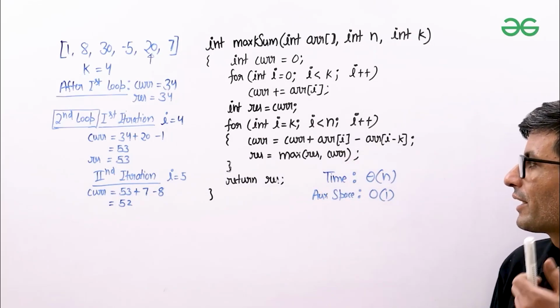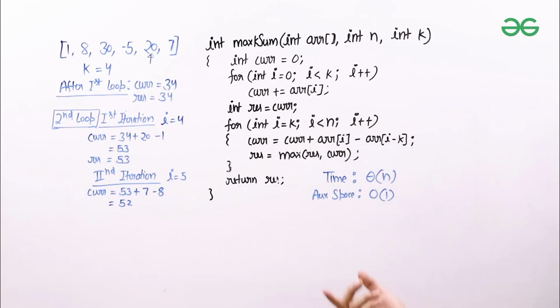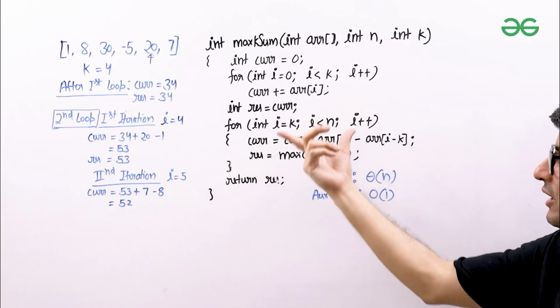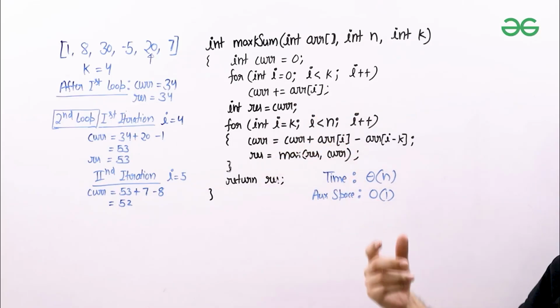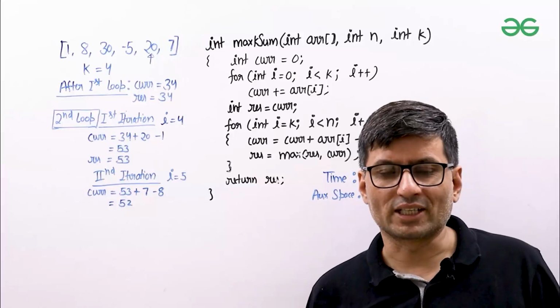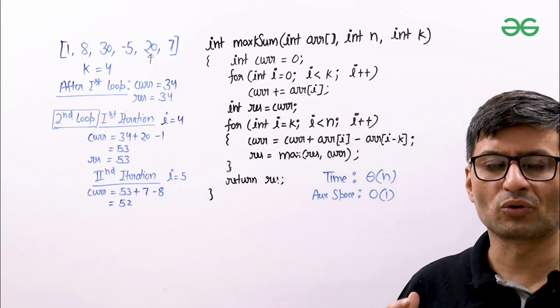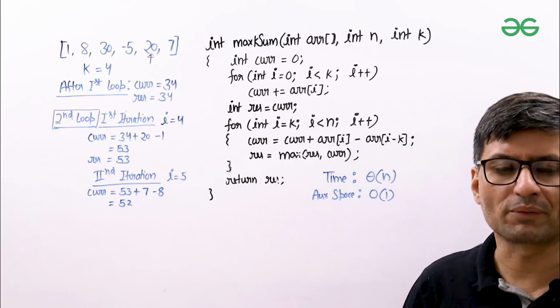Now if you take a closer look at this implementation, it's clearly theta n. We are running a loop k times and then we are running a loop n minus k times. So it's clearly theta n and auxiliary space is big O of 1. So this was our first example of window sliding. We are going to do many more examples of window sliding in the upcoming videos.